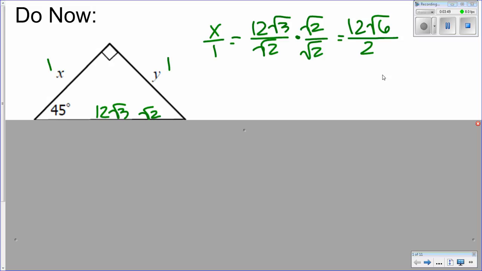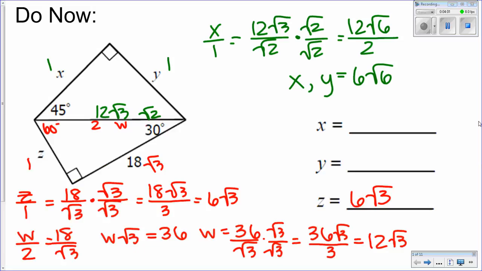You absolutely can simplify this problem. We have 12 over 2 right here that are both normal numbers and they're not in radicals. So this gives you 6 root 6. You know that that's x, which means you also know it's y. So I can go back now and fill in my 6 root 6 and my other 6 root 6.